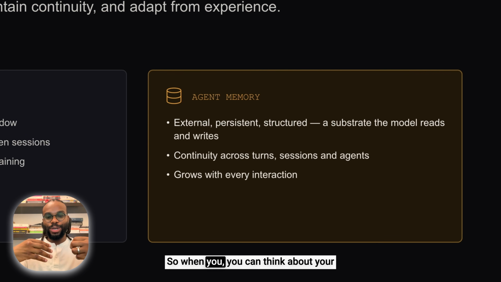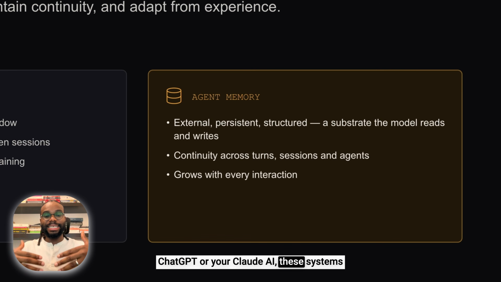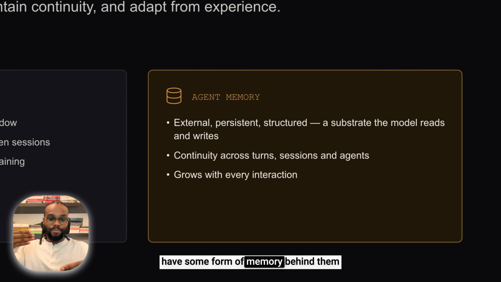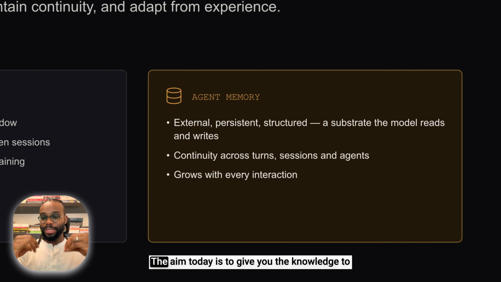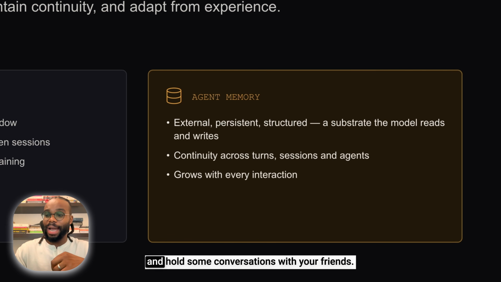So when you think about your ChatGPT or your Claude AI, these systems have some form of memory behind them that allows them to remember your likes and preferences and even the conversation you're having across different sessions. The aim today is to give you the knowledge to be able to understand how these systems are created, how you might even create your own, and hold some conversations with your friends.